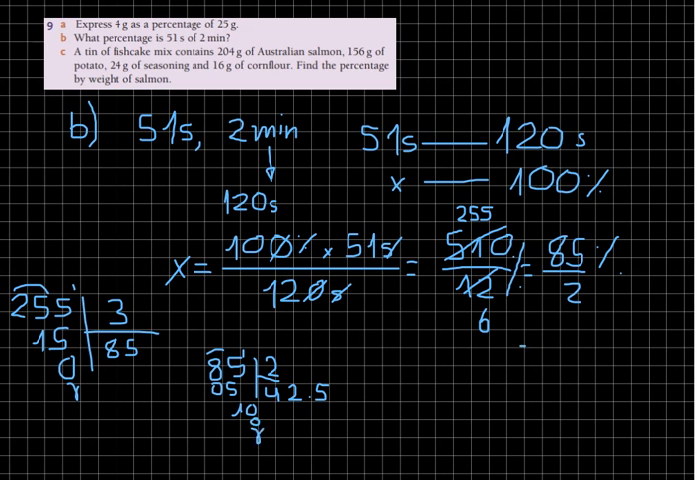So at the end we have 42.5%. So 51 seconds is 42.5% of 2 minutes. Let's try to solve another one. This time the exercise C.